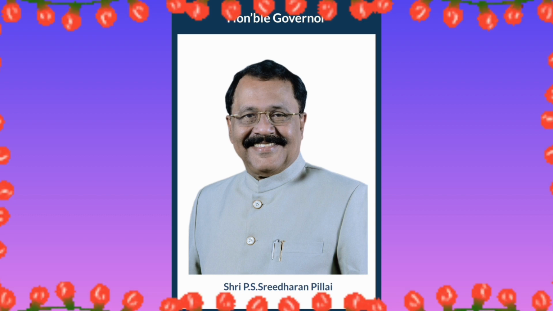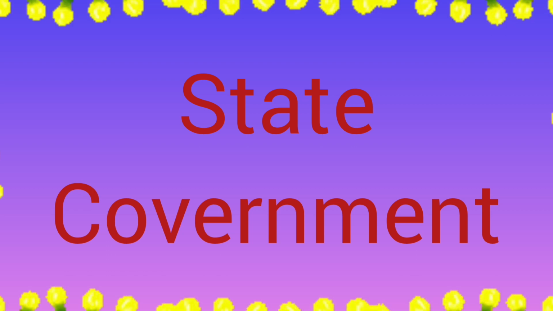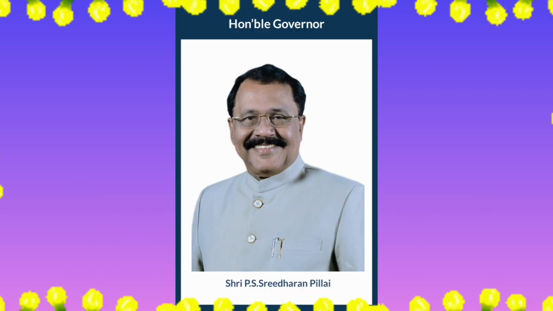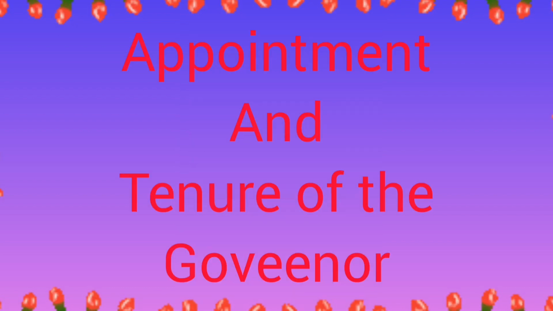He acts as an agent of the central government in a state. Therefore, he is responsible for maintaining relations between the central government and the state government. A governor of a state can be given additional duty of the governor of the neighboring state as well. Let us now talk about the appointment and the tenure of the governor.